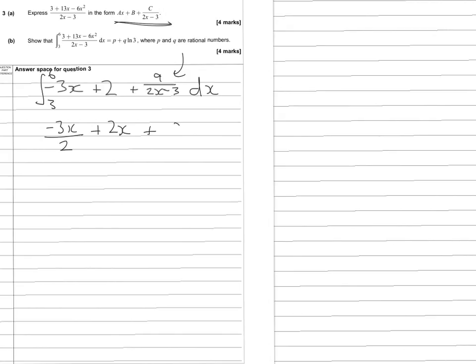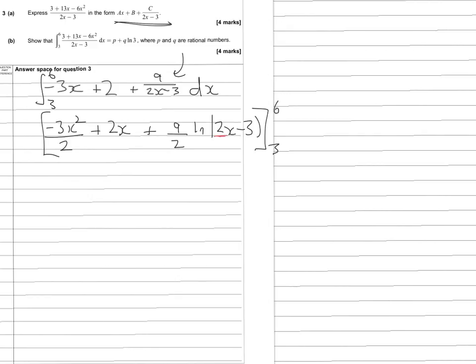plus 9 over 2 ln(2x − 3). The over 2 comes from this 2 here, because we have to divide by the coefficient on that there. We have to divide by f dashed, effectively. Okay, that on the limits 3 to 6. Okay, so now I forgot to write my squared.